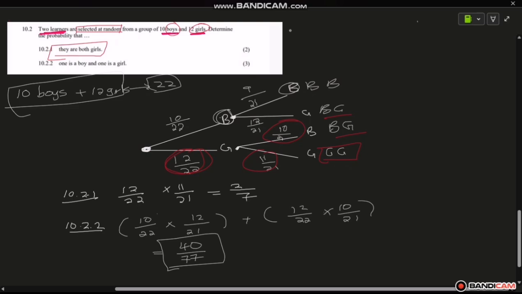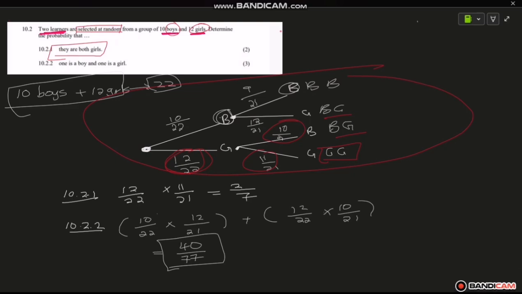So this is how you're solving this. But what made me draw it like this, to use without replacement, is because of this "selected at random". Two learners were selected at random. I hope it makes sense. So try to use past question papers to practice drawing a tree diagram.